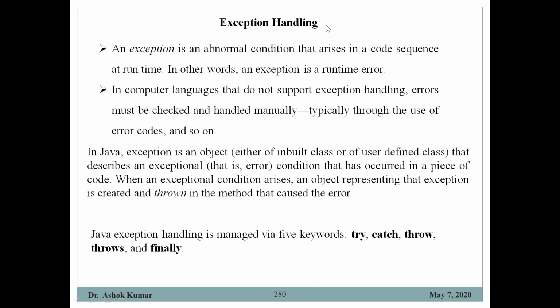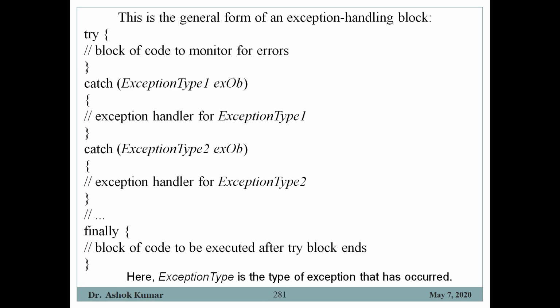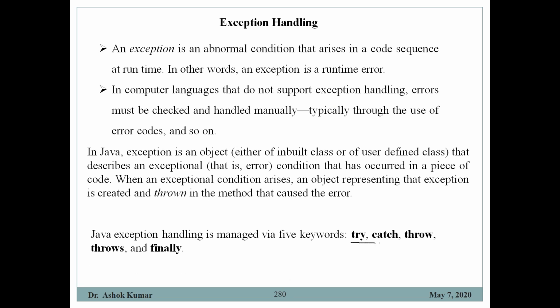So such type of conditions, how you can handle those, that we are going to discuss in this chapter, exception handling. The first important thing is the code that you want to monitor for exceptions, that you will write in the try block. In Java exception handling, Java has provided five keywords that are used to handle the exceptions: try, catch, throw, throws, and finally.